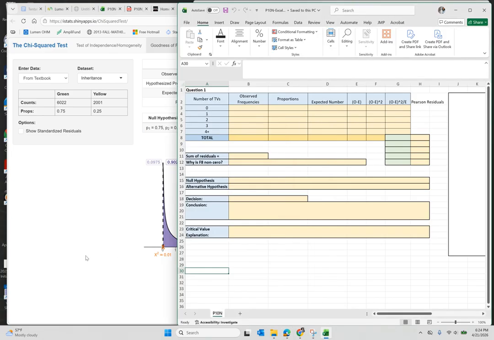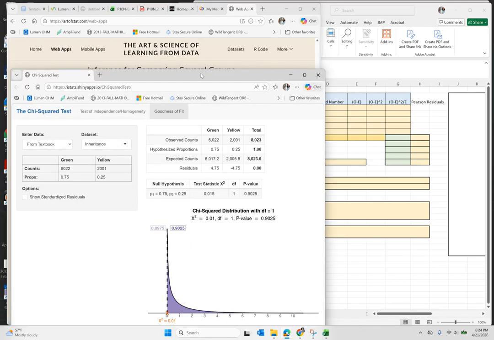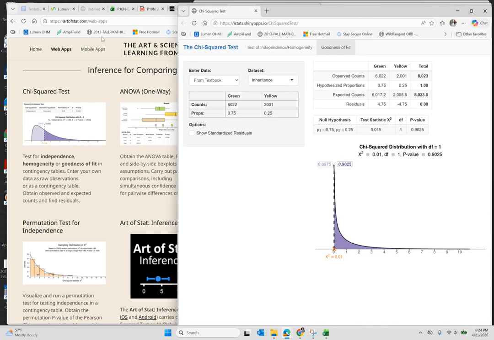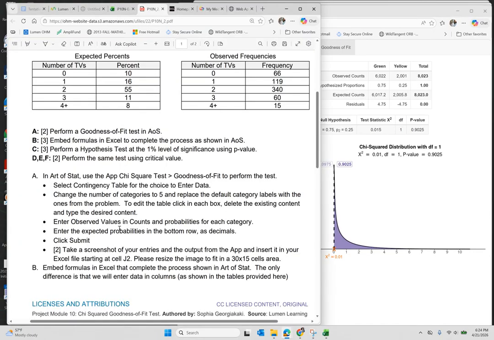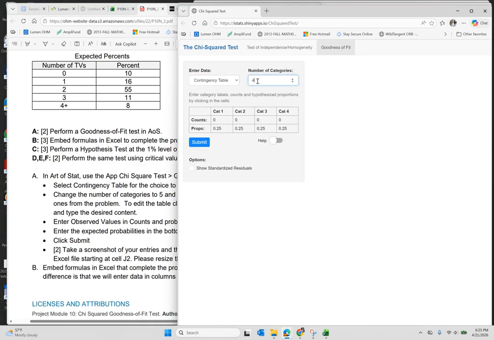So when you are in the goodness of fit test, let me see if I can move this so I can read my project while I'm doing it. Okay, so when I'm here, it says select the contingency table for the choice to enter data, change the number of categories to 5, and replace the default category labels with the ones from the problem. So here I'm going to select the contingency table. I'm going to change the number of categories to 5.